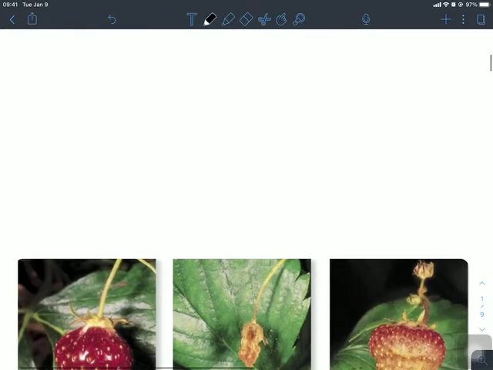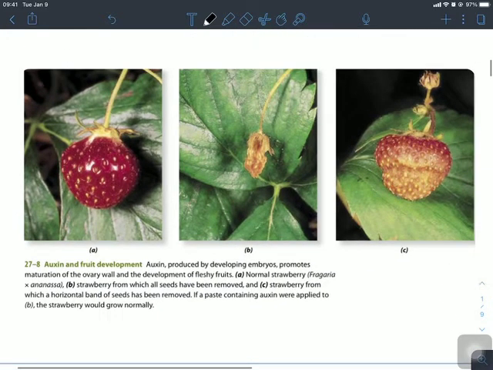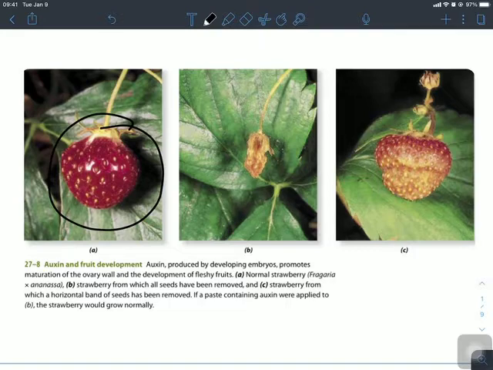We additionally, as I mentioned, see auxin expressed in seeds, and auxin expression in the seeds is very, very important. This image from your textbook has 3 pictures of 3 different strawberries. The first has its seeds still on the strawberry. A smaller strawberry, not necessarily one of those giant octoploids that you buy at the grocery store, but a strawberry nonetheless. And the presence of the seeds, which are secreting auxin, allow for proper development.